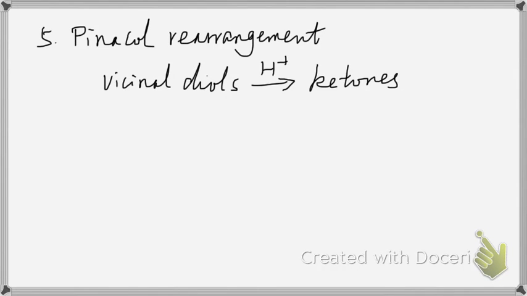The fifth reaction of alcohols is called a pinacol rearrangement. The starting material for pinacol rearrangement is a vicinal diol, two OH groups on adjacent carbons. How do we make vicinal diols? Osmium tetroxide dihydroxylation, okay? Anyway, so under acidic condition, vicinal diols can rearrange to form ketones.